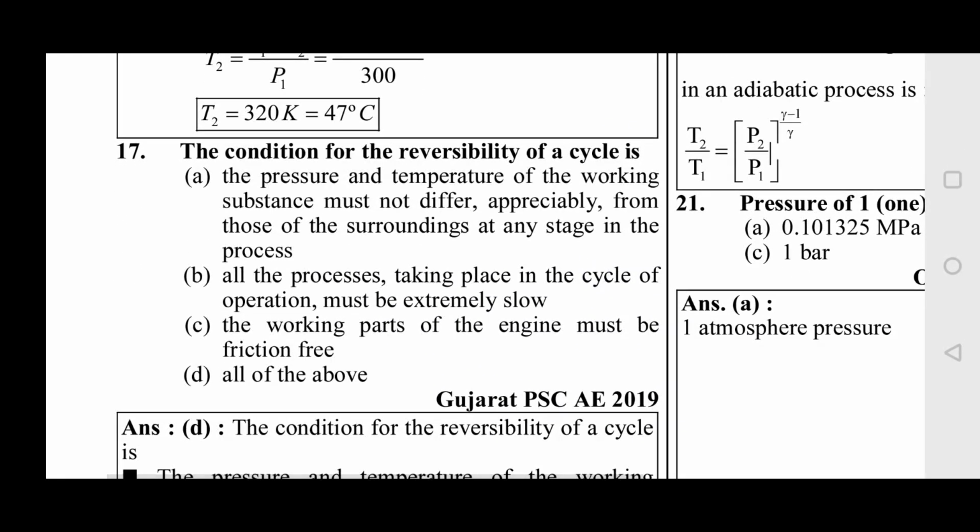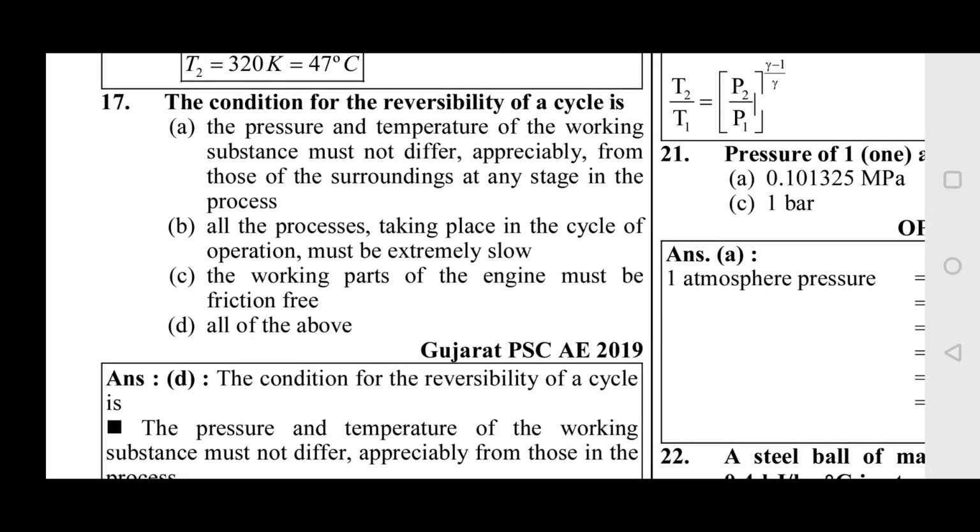Next, the condition for reversibility of a cycle. What is the condition for reversibility? The answer is: the pressure and temperature of the working substance must not differ appreciably from those of the surroundings at any stage in the process. All the processes taking place in the cycle of operation must be extremely slow. All the working parts of the engine must be friction free. So all of the above answers are correct. If we want a process or a cycle to be reversible, it must follow these conditions.